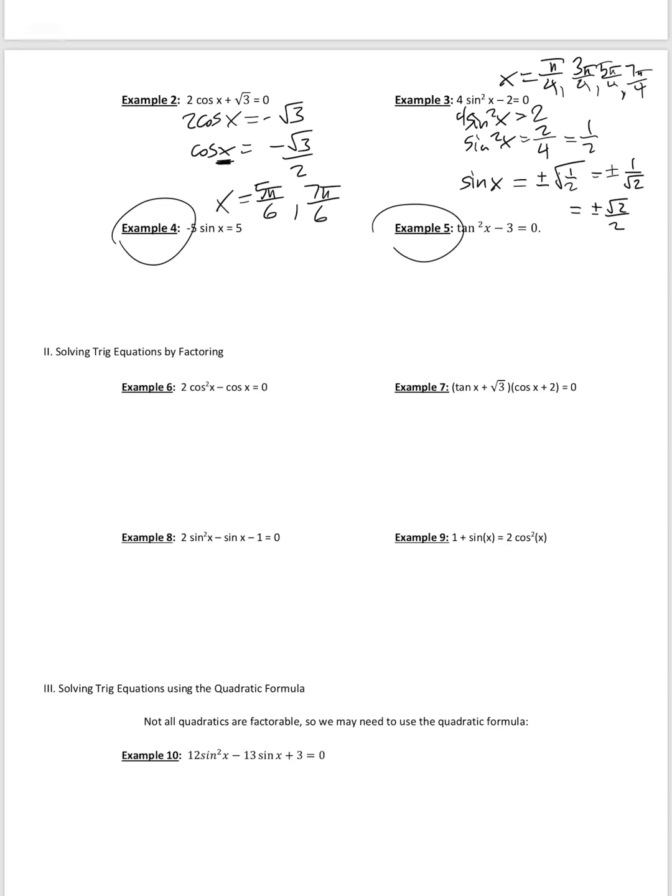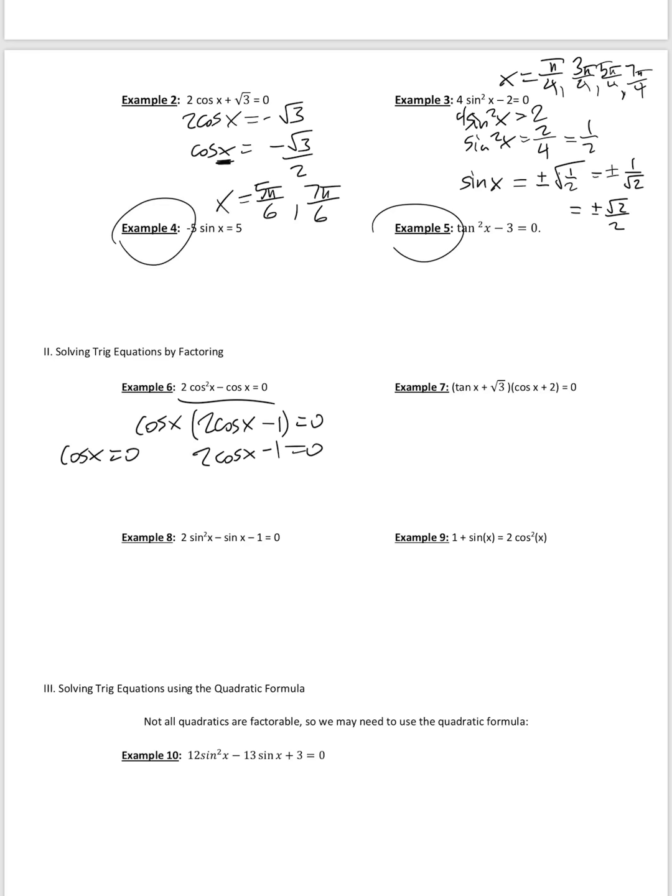Another way we can solve these is by factoring. So I look at this example here, example 6, and I see that I can factor out a common factor. There's a cosine of x in both. So if I factor that out, this is what I'm left with. And it's equal to 0. Zero product property. So set each factor equal to 0.